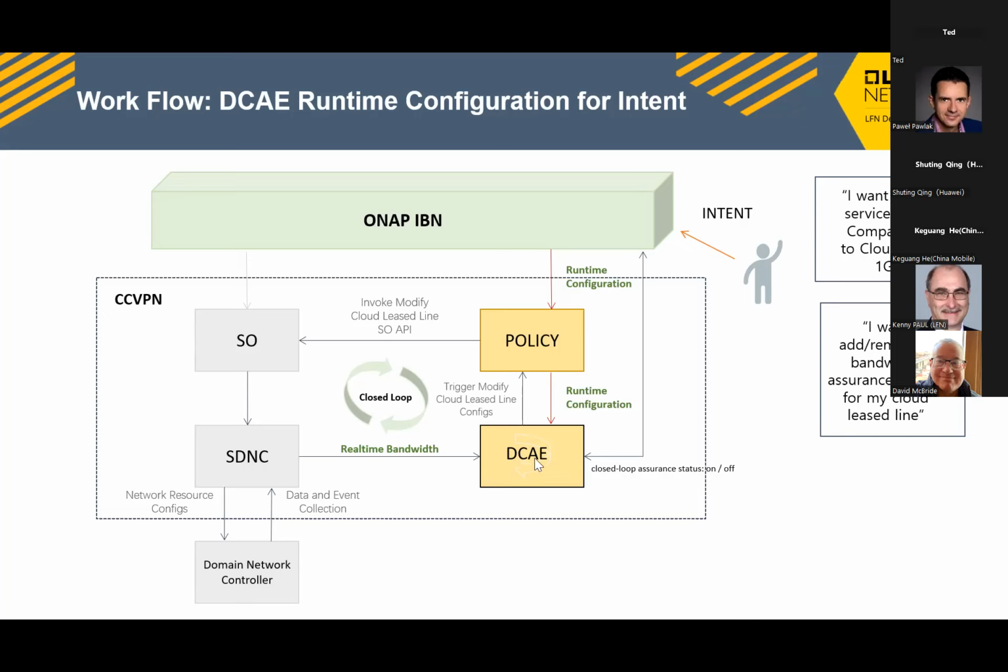So at this time, if the closed loop assurance status is on, I will make another operation. I will increase the maximum bandwidth and send this request in the policy format. So this time it's another policy. I will send it to policy, and policy will transmit this request to SO, and then to SDNC, and then modify the maximum resources I allocate for this specific CLL. So this is a closed loop.